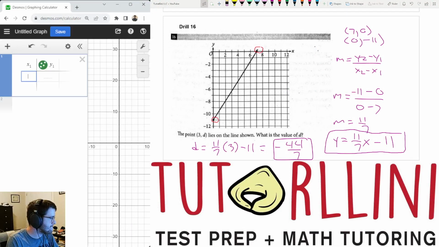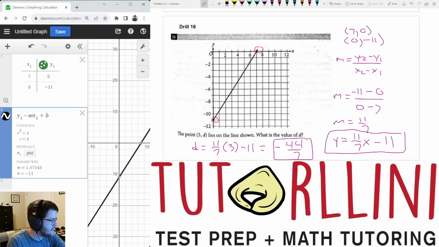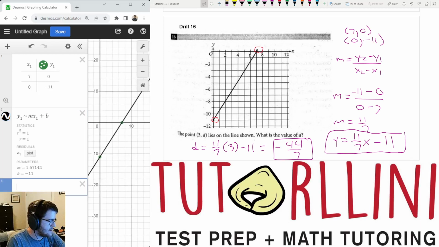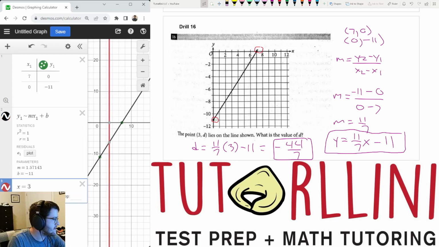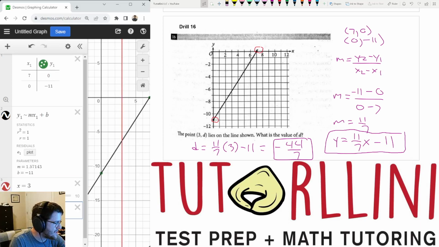And we could just type in the 2 points. So (7, 0), (0, negative 11). And you only need 2 points to define a line. So y1 ~ mx1 plus b. And I could now on a separate line type in, you could use function notation, or you could just type in x equals 3 and click on it. And you could do negative 6.286.